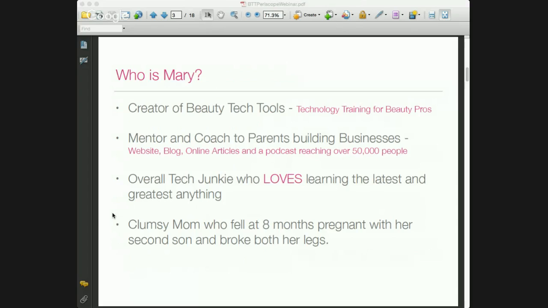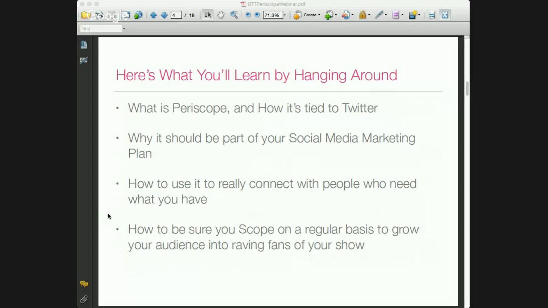But really who I am at the core is a clumsy mom who fell when I was 8 months pregnant with my second son, and I broke both my legs. So you think I'm lying, don't you? I'm not. I'll tell you about it more in a minute.